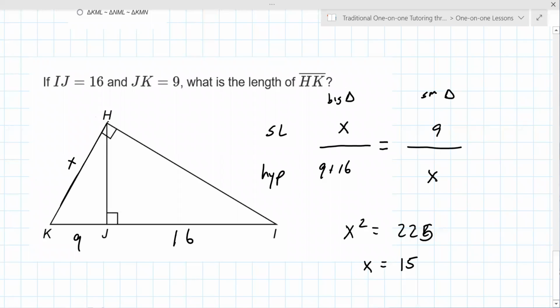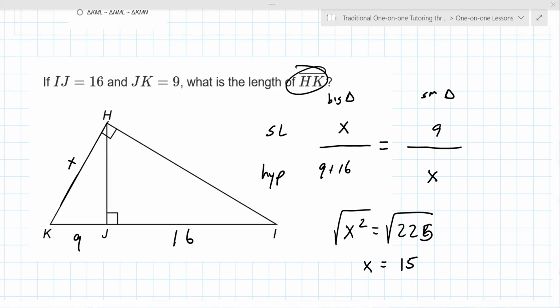I did something wrong. I did 2x instead of x squared. That's where I went wrong. All right, so you got to take a square root of both sides. And then it's 15. Right. And is that what it's asking for? Because it's asking for HK. Is that X? Yes, it is. Like sometimes it's not the thing that we want it to be.